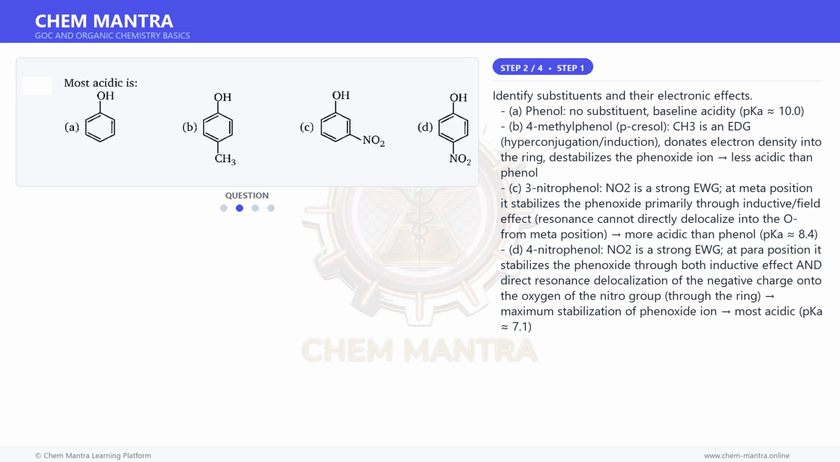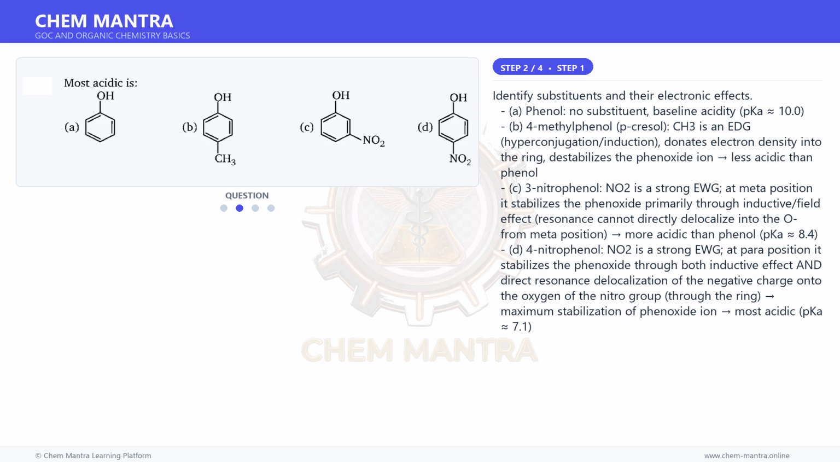and is less acidic than phenol. C. 3-nitrophenol. NO2 is a strong EWG. At the meta position it stabilizes the phenoxide primarily through inductive field effect. Resonance cannot directly delocalize into the O from the meta position. It is more acidic than phenol, pKa 8.4.